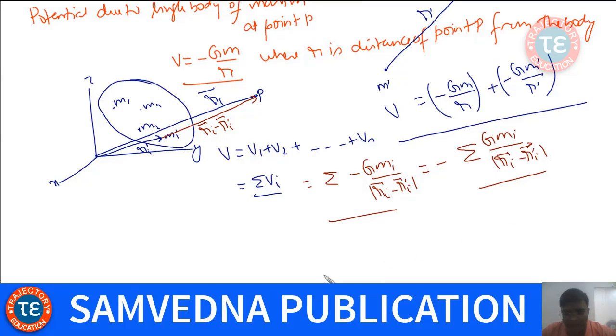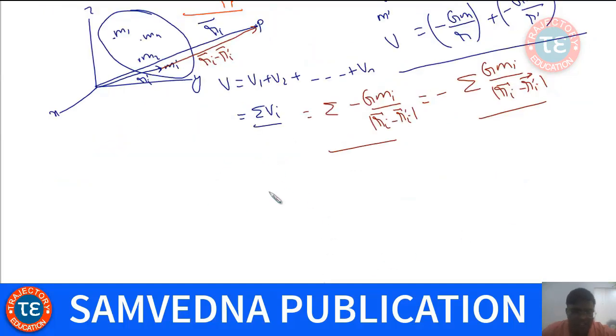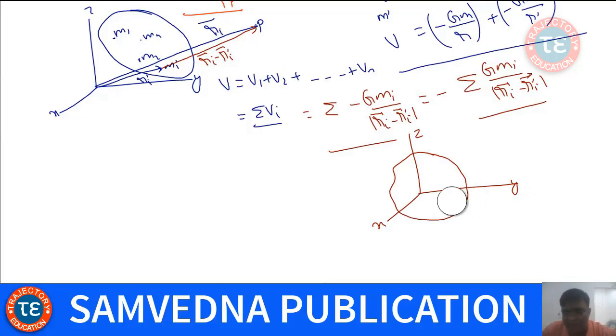In the same way, if I give a continuous distribution of particles, then again you will apply the principle of superposition. You will take the x, y and z axes. Now you will try to visualize the continuous distribution of mass as consisting of elements.